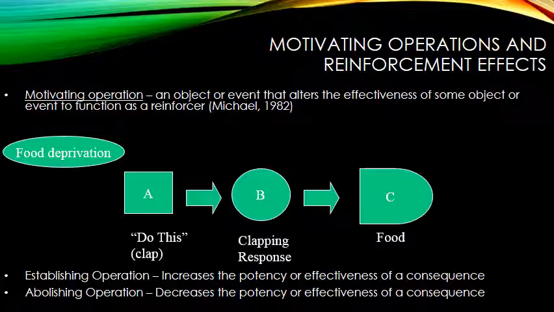On the other hand, we can also have abolishing operations, which decrease the potency or effectiveness of a consequence. For example, as we just mentioned, if the individual we are trying to get to clap had just eaten a large meal, then food might not be very effective as a reinforcer.